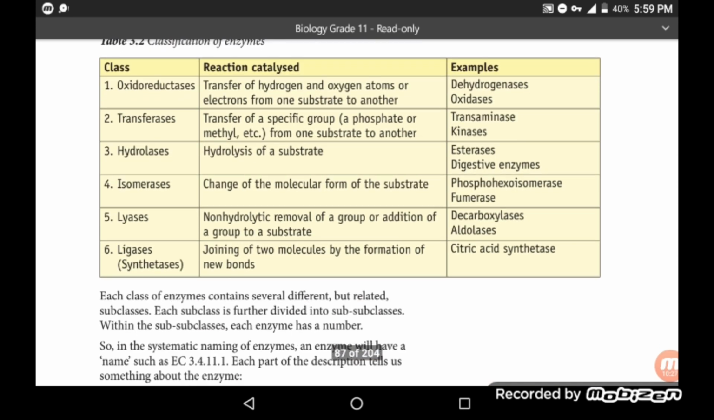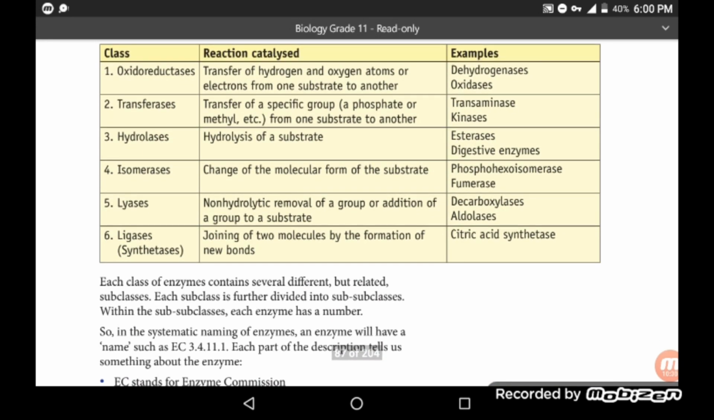Let's look at the table. Classification of enzymes: number, class, the reactions they catalyze in the middle, and finally some examples. Number one is oxidoreductase. From the name oxidoreductase, it means both oxidation and reduction reactions, so adding and removing something. These involve the transfer of hydrogen and oxygen atoms or electrons from one substrate to another substrate.